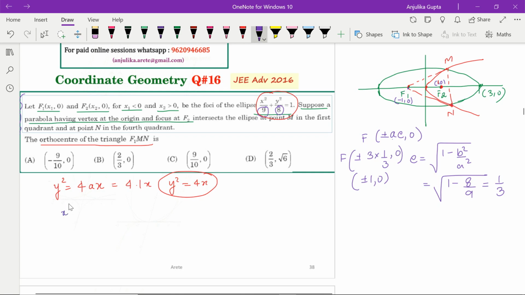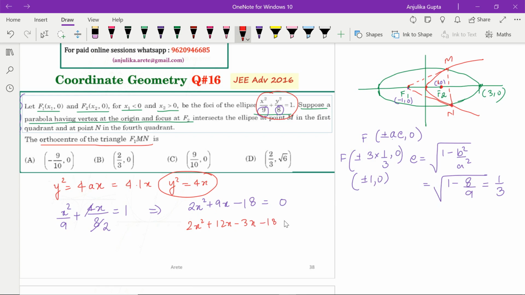So let's do that. x squared upon 9 plus y squared, whose value I'm going to put from the parabola, because we are taking the intersection point. Solve the ellipse and parabola. So what are we getting? We get 2x squared plus 9x minus 18 is equal to 0. Factorization looks simple because I think 12 and 3 would work. So 2x squared plus 12x minus 3x minus 18 is equal to 0. Simply take 2x common, and this is minus 3x plus 6 is equal to 0.